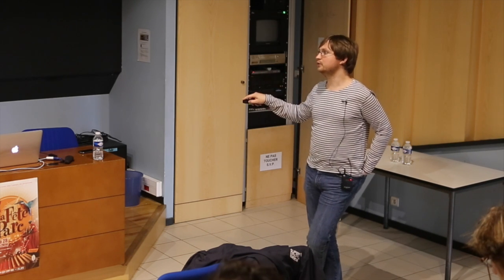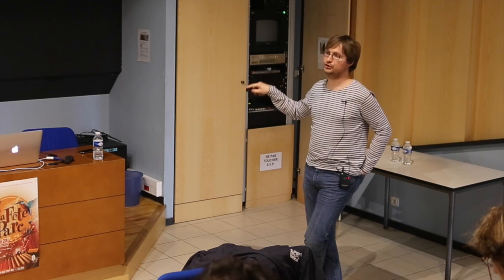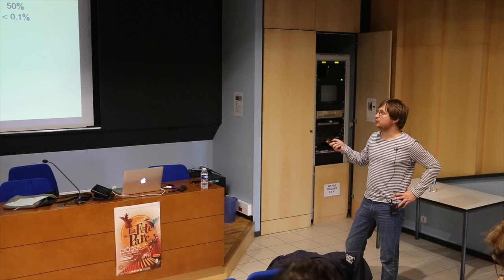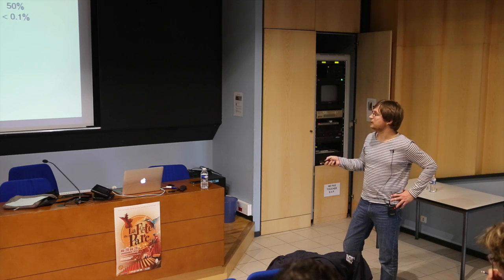It's because only a very small fraction of the total energy produced can be used to heat the medium. So you need to go very quickly through this cycle to be energetic enough in order to sustain the star. So the fuel is burned very, very quickly.